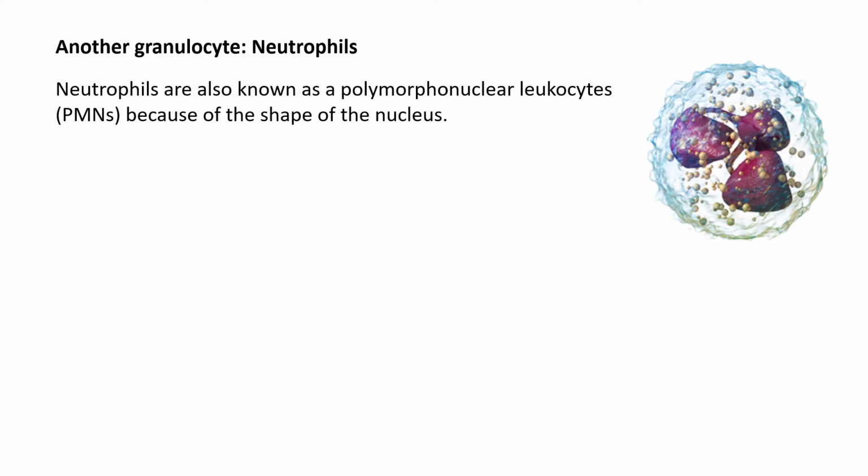Our other important granulocyte are neutrophils. Now, neutrophils may also be called, and you may actually see them in scientific texts, as PMNs. This stands for polymorphonuclear leukocytes. And this is because of the shape of their nucleus. They don't have a nice little round nucleus. They have this divided up nucleus joined by bits of chromatin. So they have a really funky, bulgy shape of nucleus.